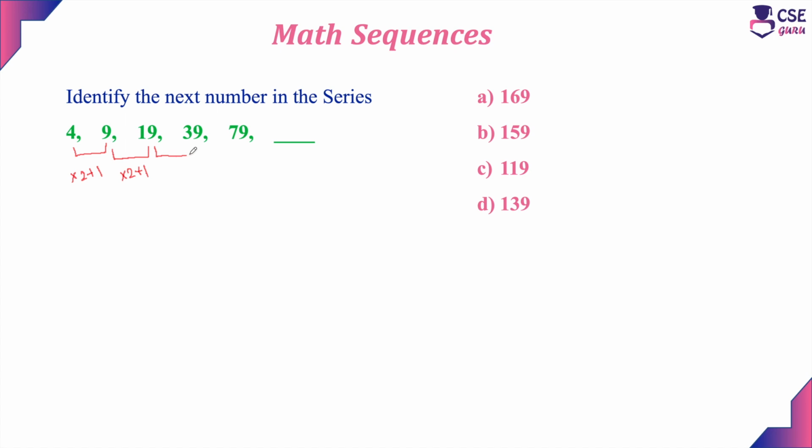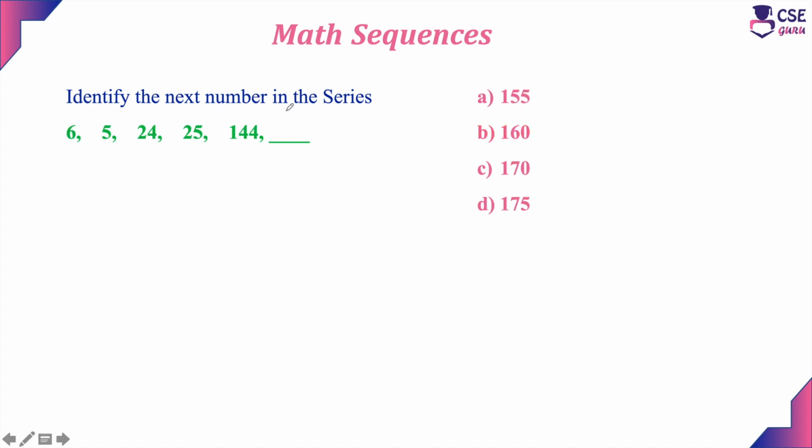Okay. And 19 and 39: 19 into 2 is 38 plus 1. And next, 39 and 79: 39 into 2 is 78 plus 1. Okay. So here this pattern is into 2 plus 1. So the difference between the fifth and sixth term is into 2 plus 1. So 79 into 2 is 158, plus 1, we will get 159. So the correct option here is option B, 159.